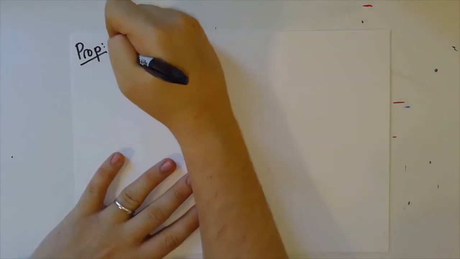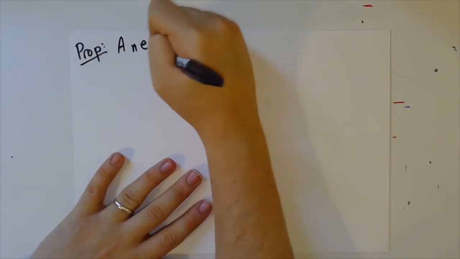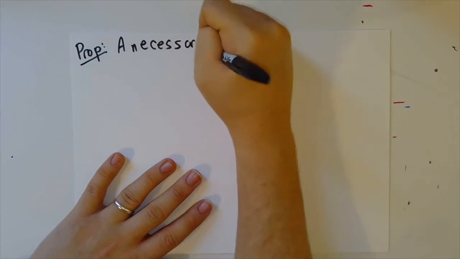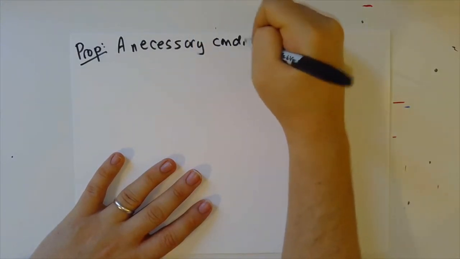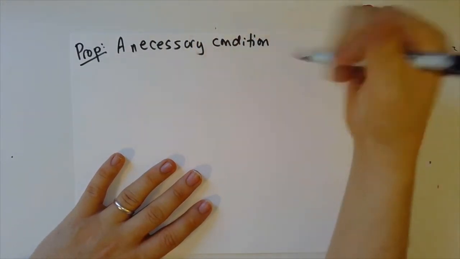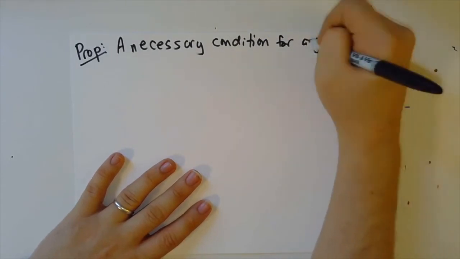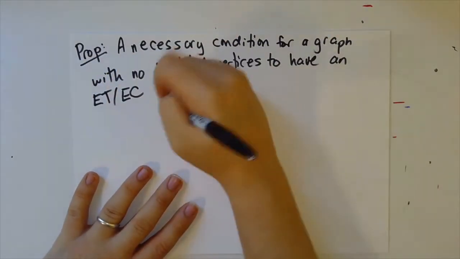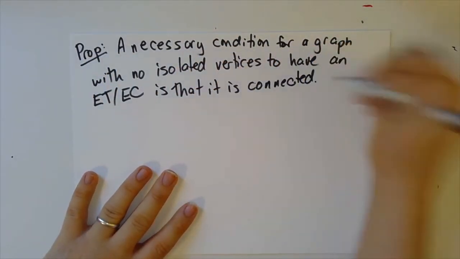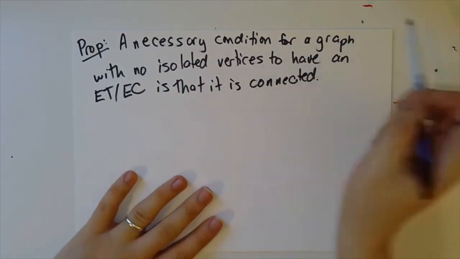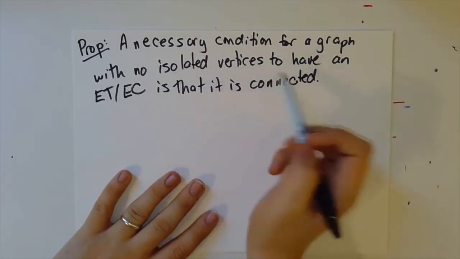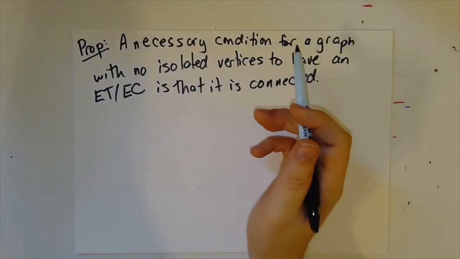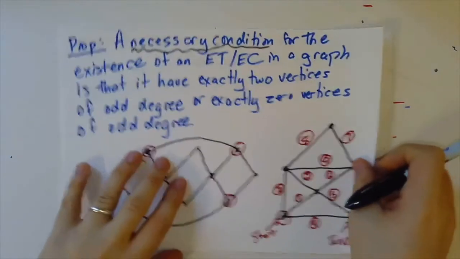Okay, I want to note one more necessary condition. A necessary condition for a graph with no isolated vertices to have an Eulerian trail is that it's connected. By the way, before I justify why this is true, what's an isolated vertex? An isolated vertex is a vertex of degree 0.